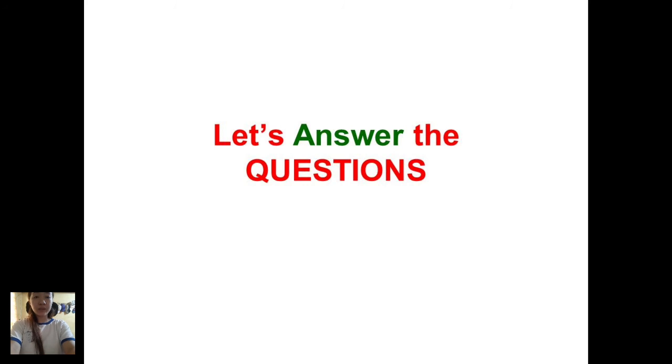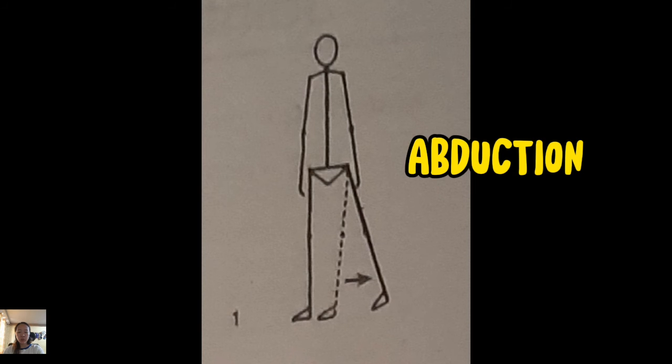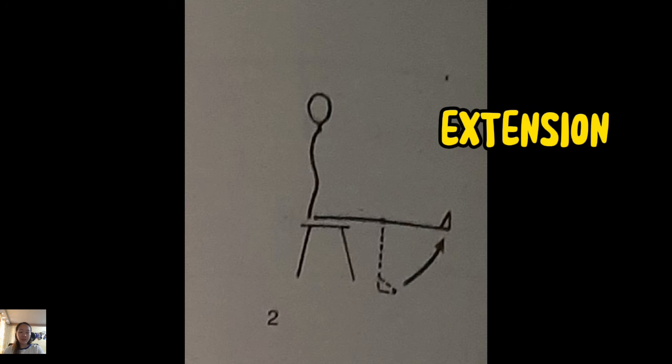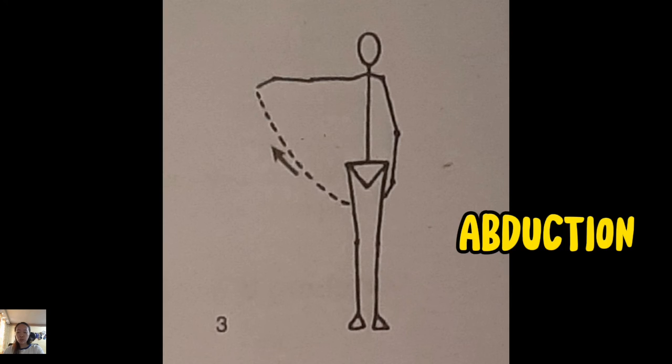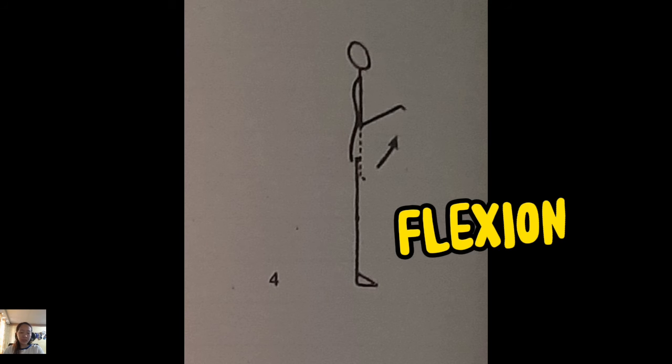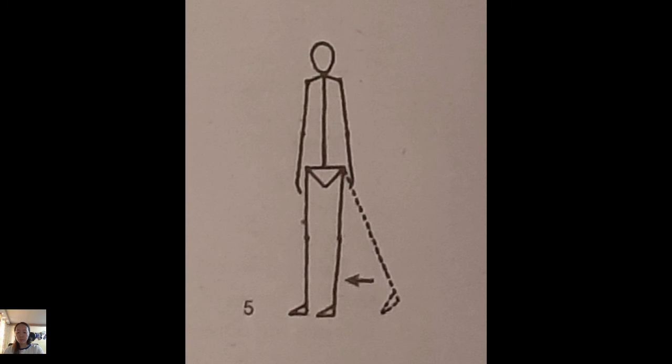Let us try to answer some of the exercises in our laboratory manual. Let us identify the different types of motion shown in the pictures. The first one shows abduction because the arrow is pointing away. The second one is extension. The third one is abduction. The fourth one is flexion.